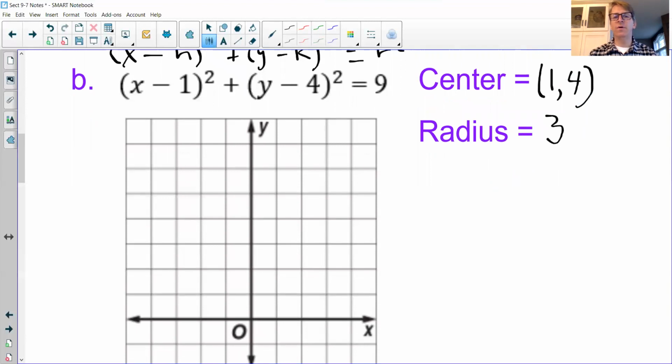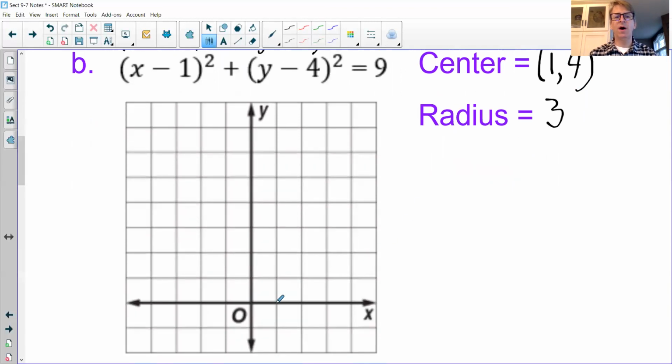So the center is 1, 4. 1, positive 4. 1, 2, 3, 4. And the radius is out here at 3. So count over 3, 2, 3. There's 1 point. Up 3, 1, 2, 3. Another point. Over 3, 1, 2, 3. And then the bottom here, 1, 2, 3. So if your center is at 1, positive 4, and these other points would be the outsides of the circle, and it would go up and so forth. And that is letter B.